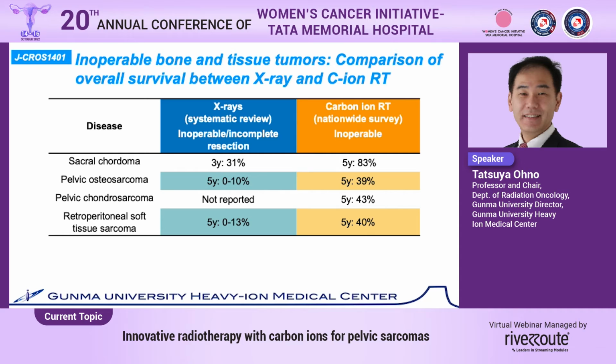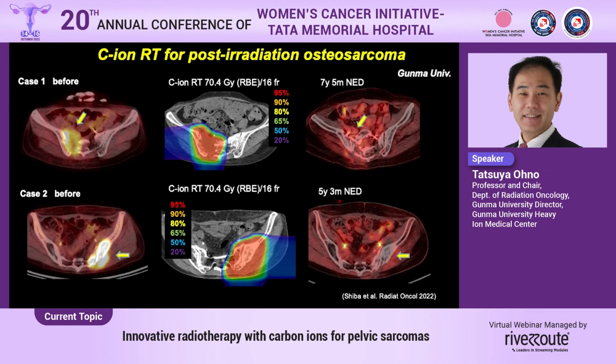This table shows a comparison of overall survival after X-rays or carbon ion radiotherapy for inoperable bone and soft tissue tumors. The 5-year overall survival in carbon ion radiotherapy was better than X-rays for sacral chordoma, pelvic osteosarcoma, pelvic chondrosarcoma, and retroperitoneal soft tissue sarcoma. Inoperable bone and soft tissue tumors have been covered by the public health insurance in Japan since 2016. These are very impressive cases for any radiation oncologist.